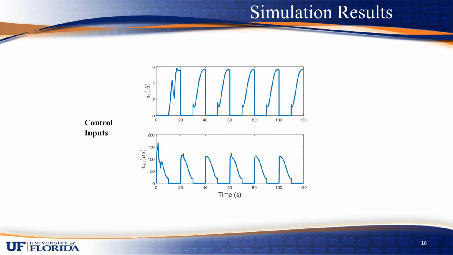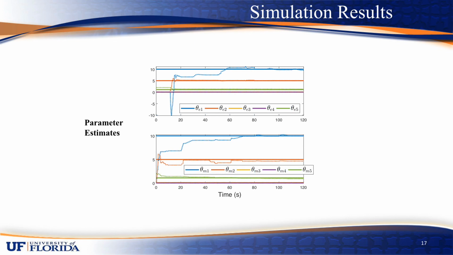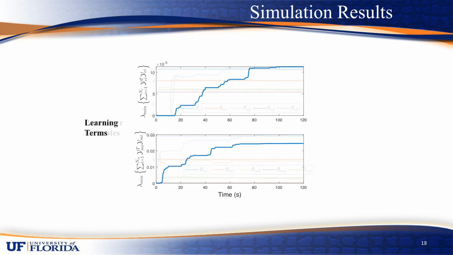Now the control inputs can also be seen. The parameter estimates are now shown, and notice that the parameter estimates quickly approach the actual parameters. And lastly, we can see the learning terms. The parameter estimate errors improved as the value of the learning terms increased.